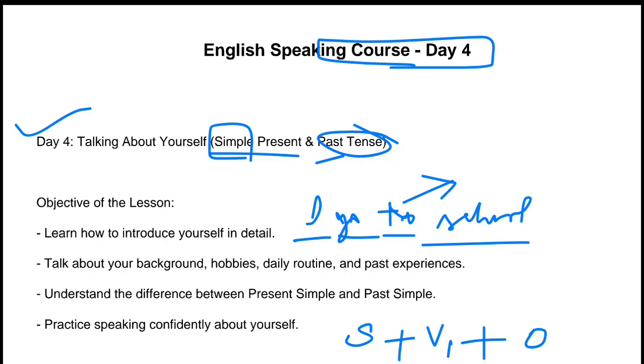If we simply say we go school, it is indeed a right sentence. So simply we'll say I go Jammu. It is also indeed a simple sentence.